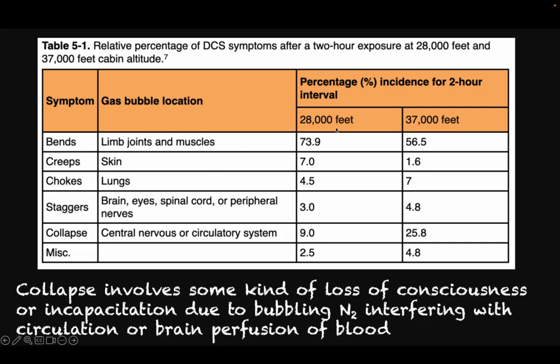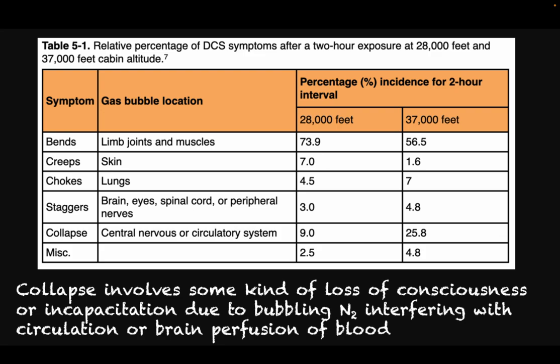At 28,000 feet, which is kind of the threshold where you really start to see the beginning of DCS symptoms, almost 3/4 of all cases of DCS are just going to be the bends, maybe a little bit of the creeps. So at this altitude, you will mostly see type 1 DCS symptoms. Type 2 symptoms are going to be a little less common at that point.